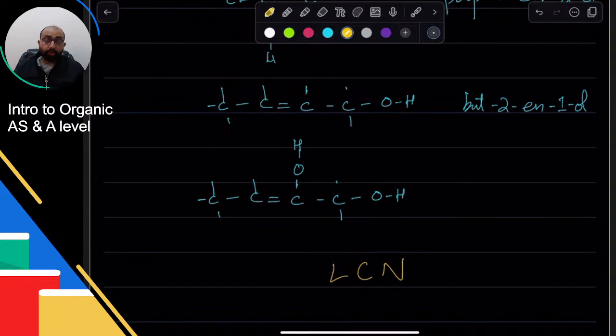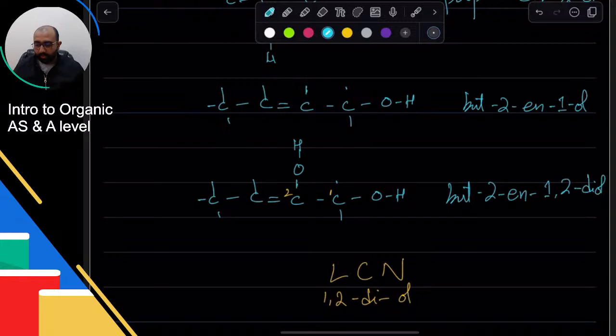Because you have 2 functional groups, first locate both of them. This one is on carbon number 1, this one is on carbon number 2. Count them. How many do you have? You have 2. So it will be 1,2-di. Di because there are 2 of them. So location is 1,2, counting is di, and name is ol. So that's how we will write it. It will still be but-2-en, but then it will be 1,2-diol. Okay, so that's how we will do it. I will tell you about priority in a bit.